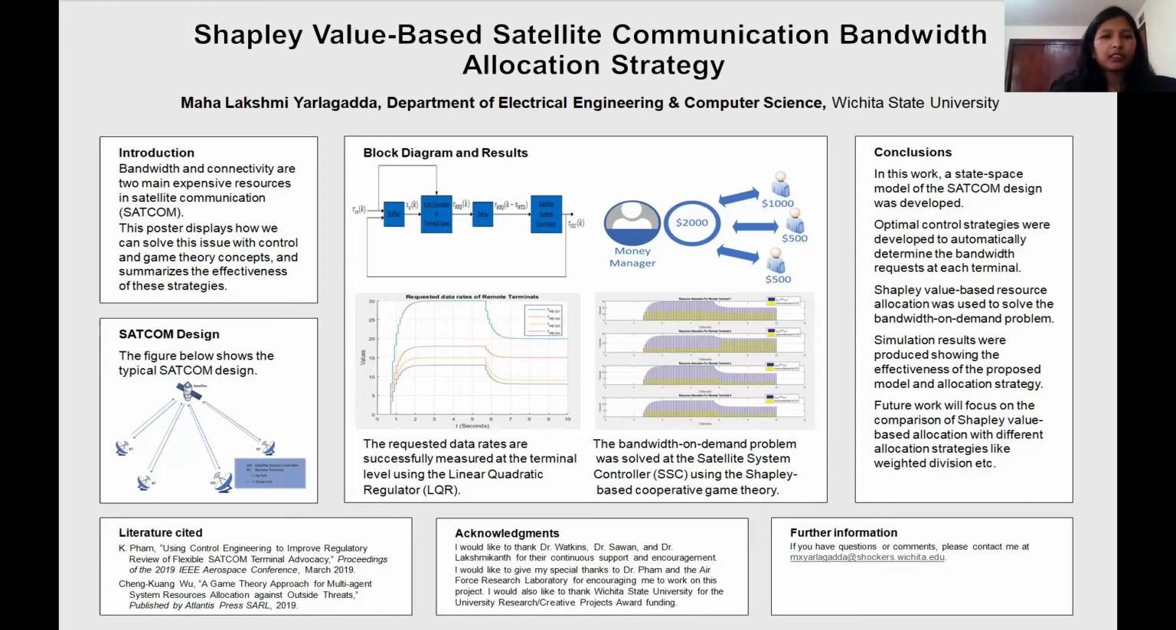the bandwidth requests. For example, the satellite system controller is like a money manager over here, and the people over here are like the remote terminals. Money managers distribute the available budget dynamically based on the needs of the people. In the same way, satellite system controllers will distribute the available resources to the remote terminals. The Shapley value also identifies a socially fair, good quality allocation for all remote terminals.